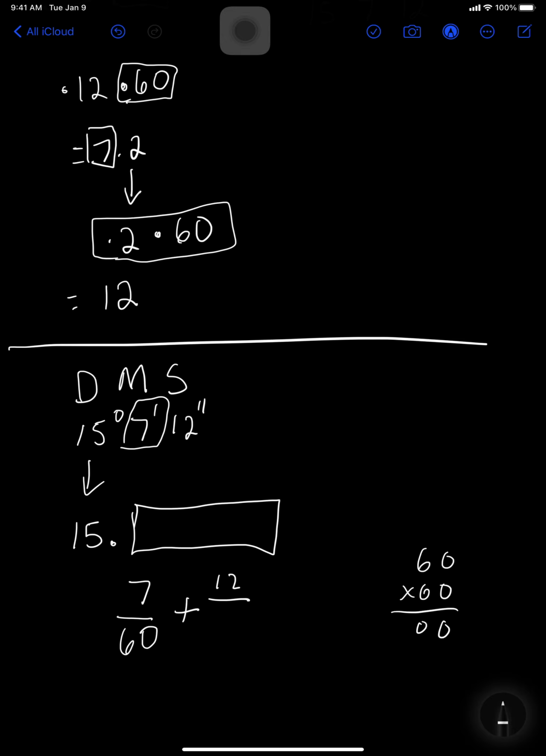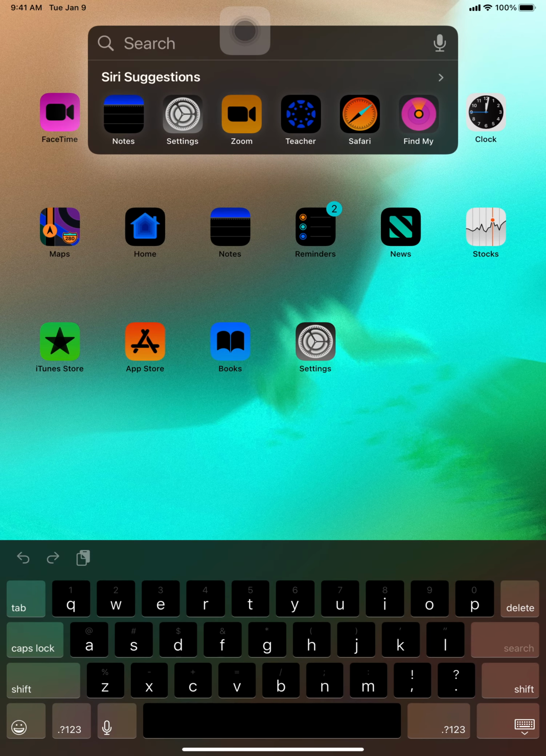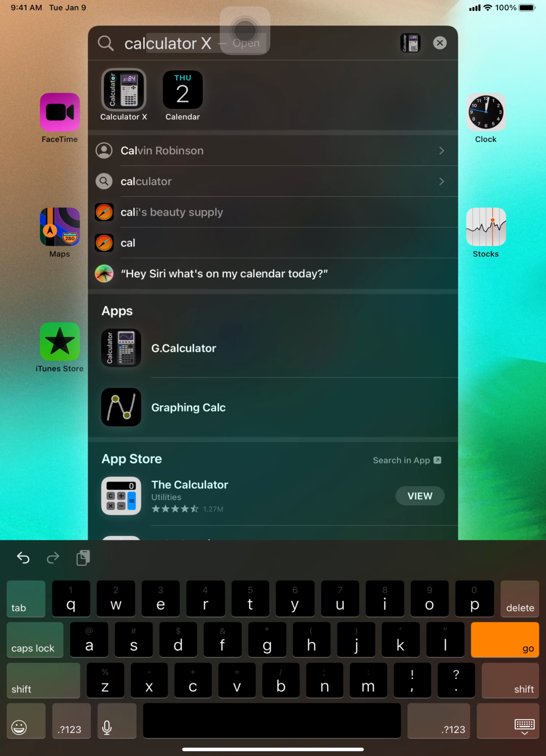6 times 6 is 36, bring the 0s down, 3600. Like so. And simply, when you plug those two in your calculator and you add them up, that will give you the accurate decimal. So I think I have a calculator on here. Should have done this for the first one too.